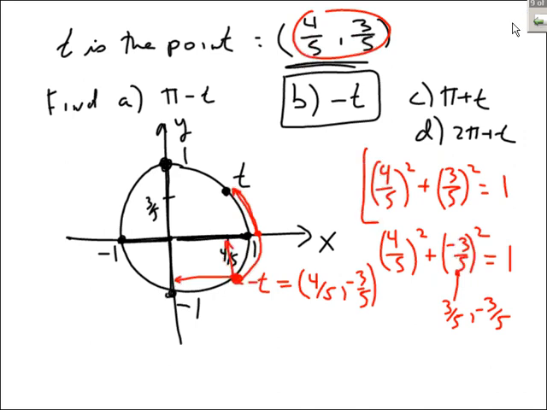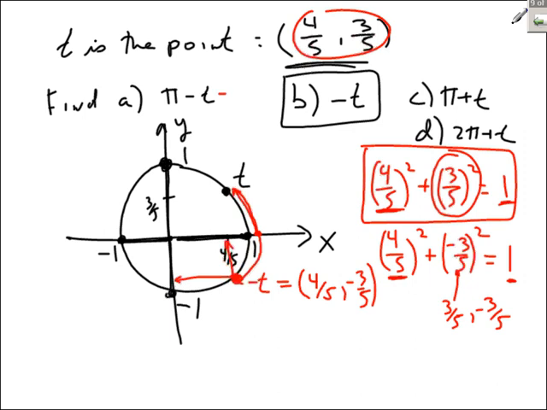Okay, from this equation here, we know that if you're starting off with 4 over 5 squared, like we did there, and we're ending up with 1, you have to be adding 3 over 5 squared or negative 3 over 5 squared. Okay, so that took care of part B. How about part A now? We want to do pi minus t.